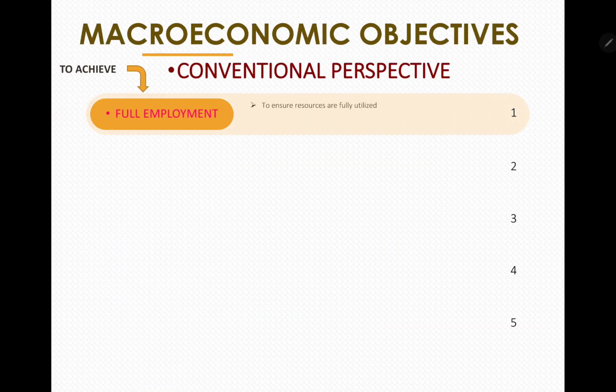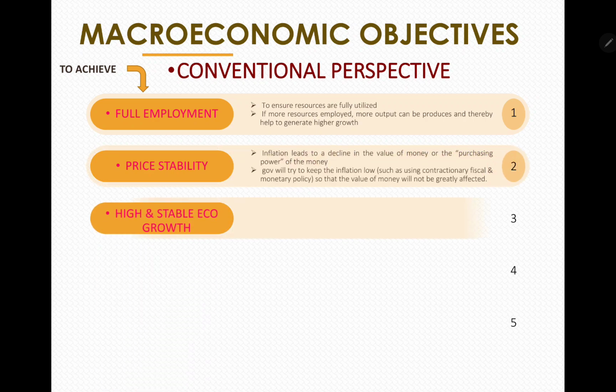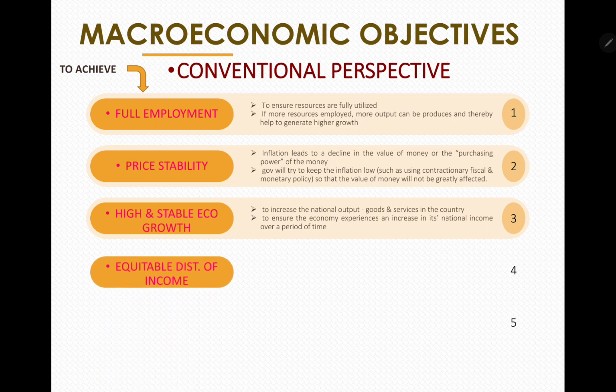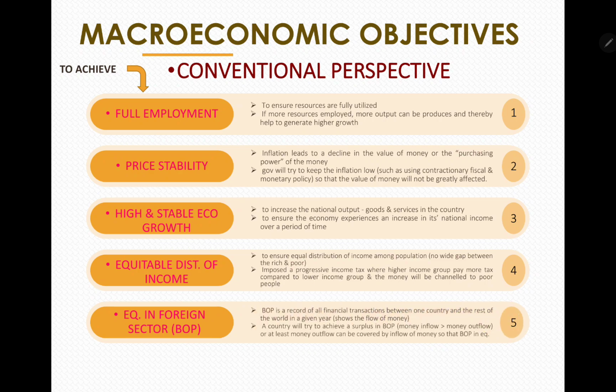And next, we move to the macroeconomic objectives from the conventional perspective. Macroeconomic objectives means the goals of the government, what they are trying to achieve in the country. So first is to achieve full employment, or to ensure that there is no unemployment. In other words, they want to make sure that the resources are fully utilized, because when we fully utilize the resources, we can produce more output, and this can generate more income or higher economic growth.